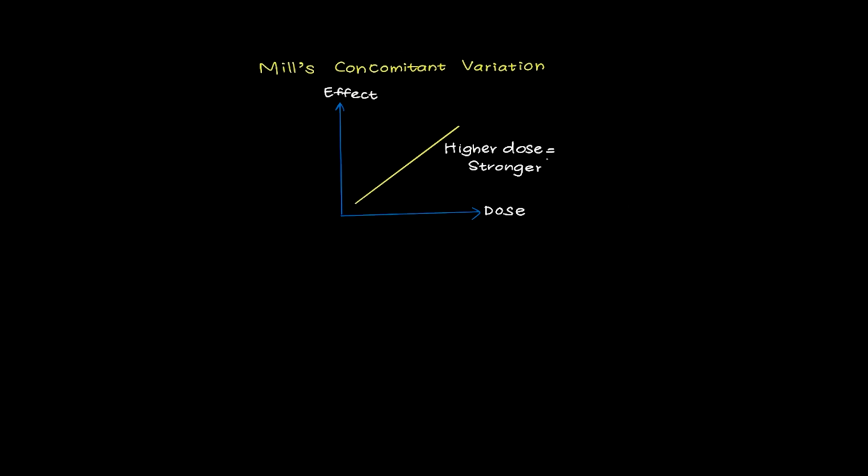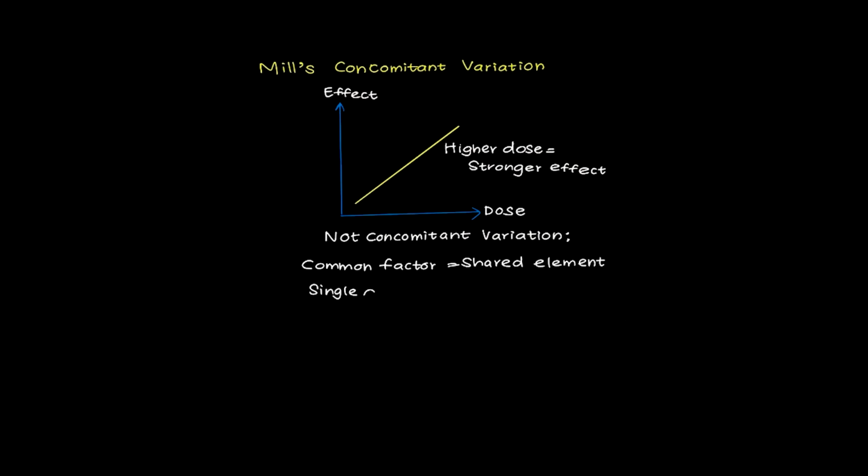Researchers test varying medication doses and observe that higher doses produce stronger effects, lower doses produce weaker effects. They're seeing a pattern where cause and effect change together. This is Mill's concomitant variation method, looking for how changes in one variable correlate with changes in another. The common factor method finds shared elements, not graduated variations. The single difference method compares presence versus absence, not different levels. Process of elimination rules out possibilities, not examining dose-response relationships.